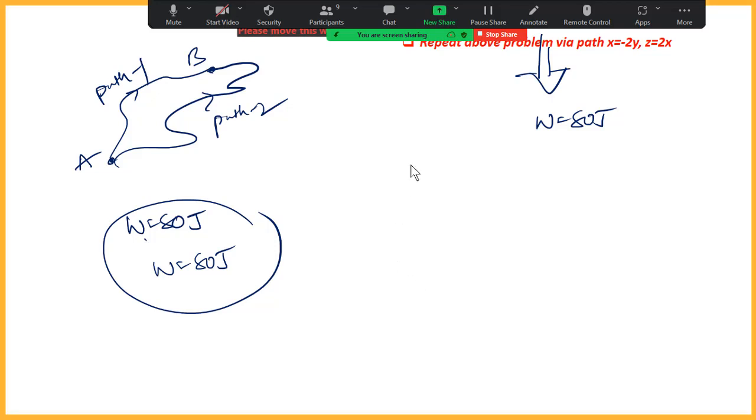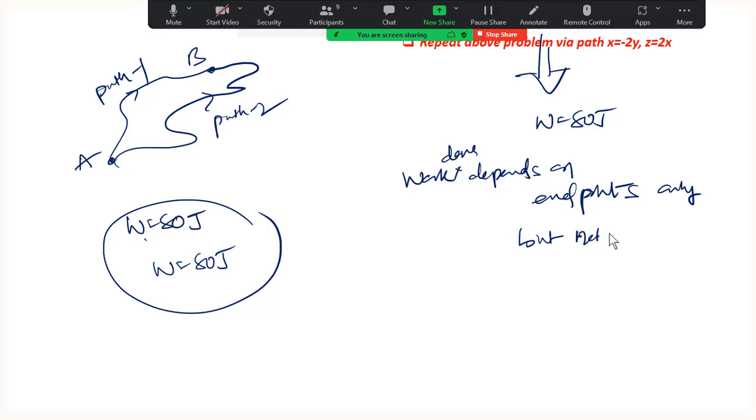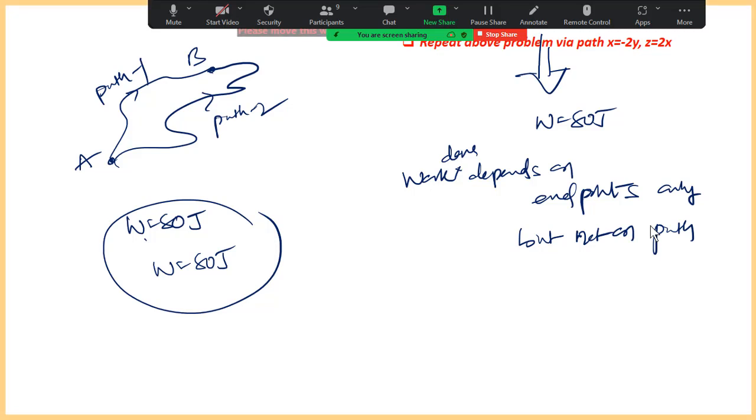In our electrostatics, the work done depends on the end points of the path only, whether it is from A to B or not. That is what it will see. End points only, but not on the path. In which path you are moving the charge is not important. What is important is from where to where you are moving the charge. From point A to point B you are moving the charge, that is important, but through which path you are moving, that is not important.